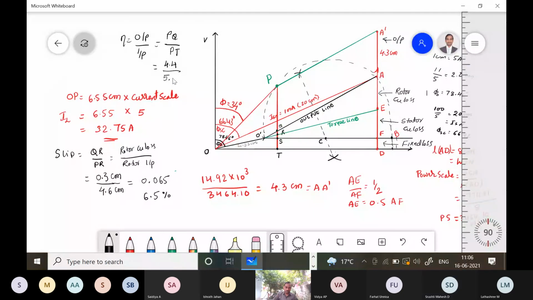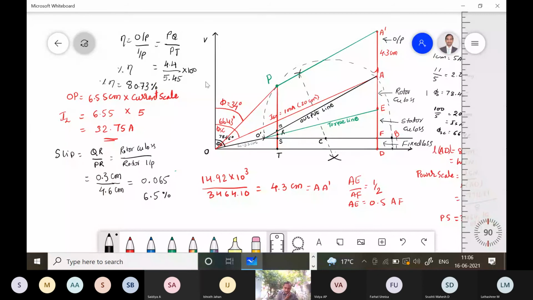5.2. I got 5.45 centimeter. So multiplied by 100, percentage efficiency is equal to 80.69. How much did you get for percentage efficiency? 80.73. 80.69%. I got 80.73% percentage efficiency.